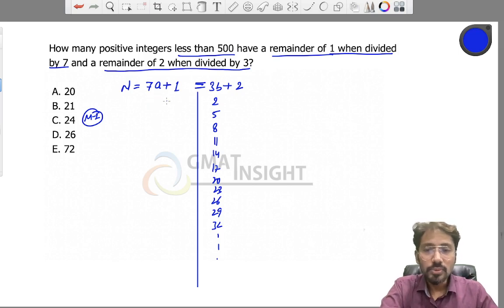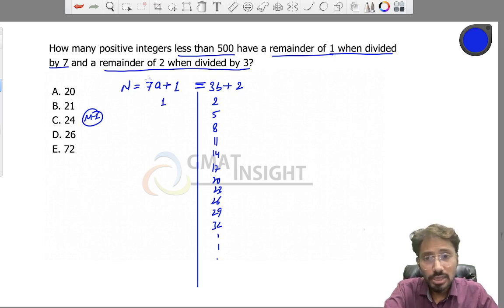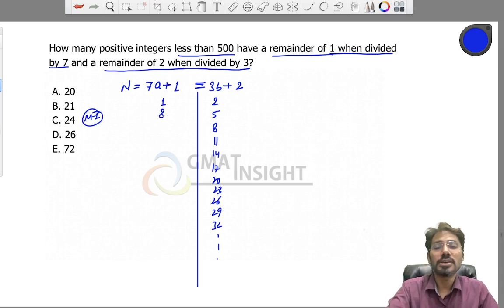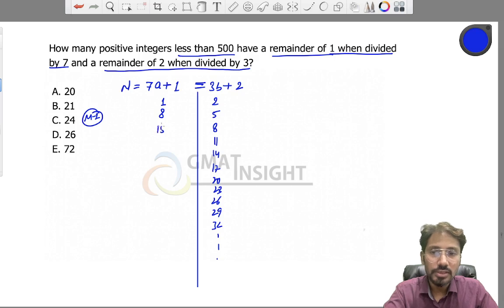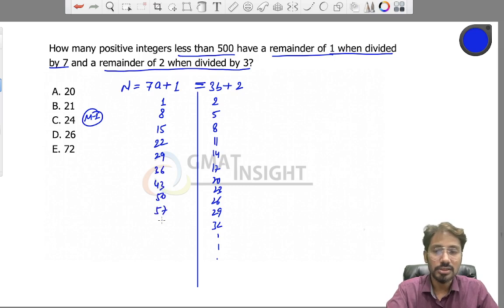So if I place a equal to 0, I get the number 1, but no, that's not what we want. Then if I put a equal to 1, I get the second number, 8. Now every next number I can get by adding 7 to the previous number. That means the next number will be 8 plus 7, that is 15. 15 plus 7, so the next number is 22. 22 plus 7, so the next number is 29. So that way I can keep going. 36 plus 7 is 43, 50, 57, etc.